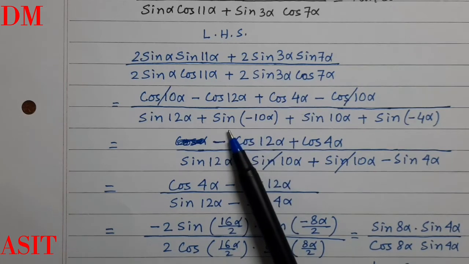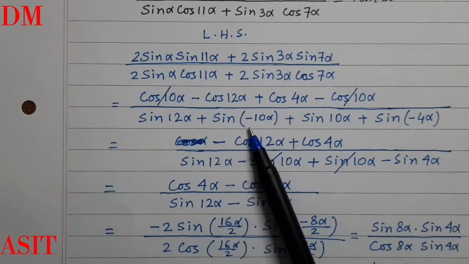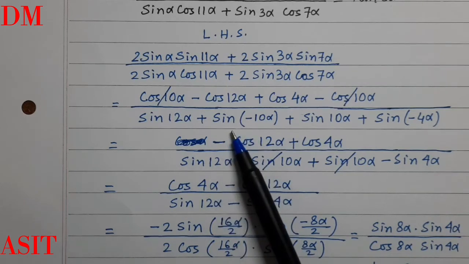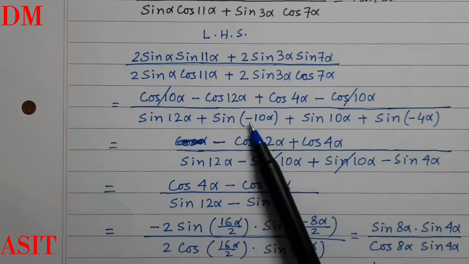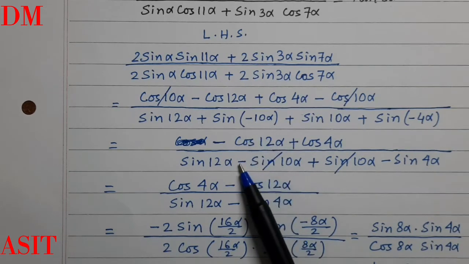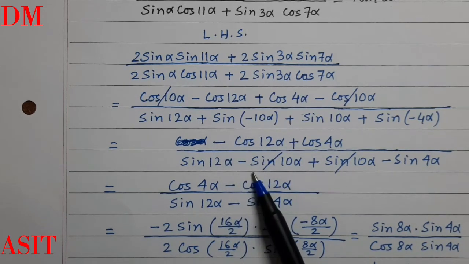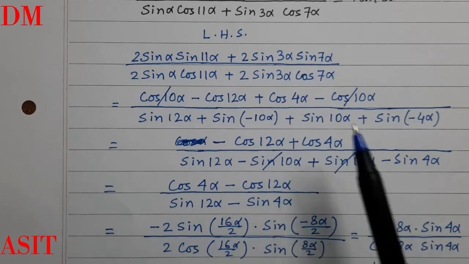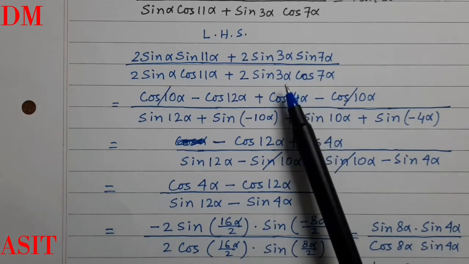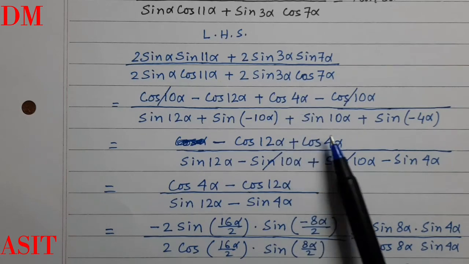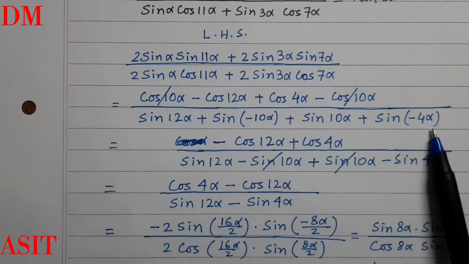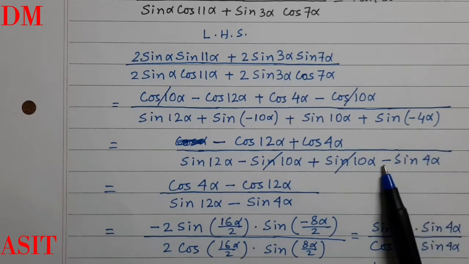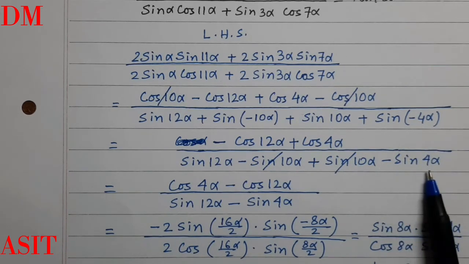Now sin cannot digest the negative. Its digestive system is very poor. So therefore this minus will come out. So minus sin 10 alpha. Now here if we apply the same formula here, it will be sin 10 alpha plus sin of minus 4 alpha. So this minus will come out. So minus sin 4 alpha.